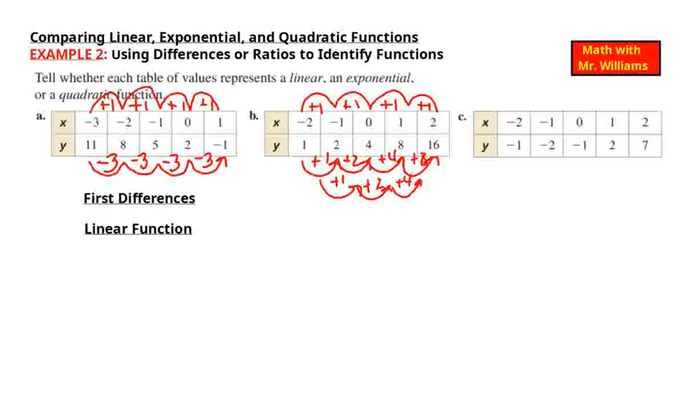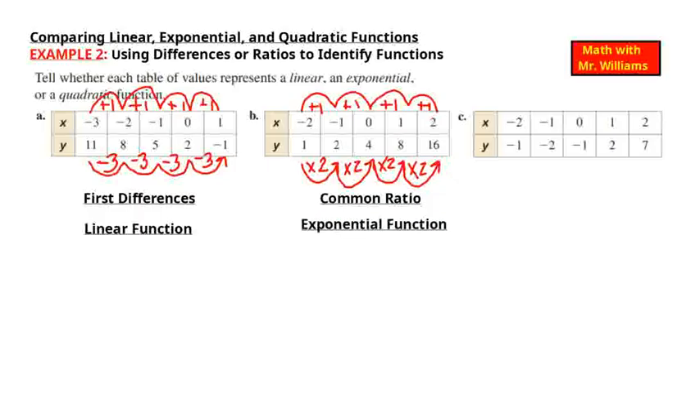And let's take a look and see what we have for any multiplication. So how do we get from 1 to 2? We're going to times that by 2. And then to go from 2 to 4, we're going to also multiply by 2. 4 to 8 times 2. 8 to 16 times 2. So these have a common ratio. So this table represents an exponential function.